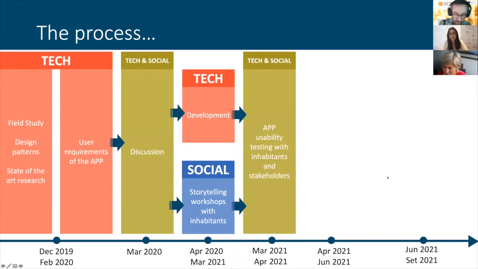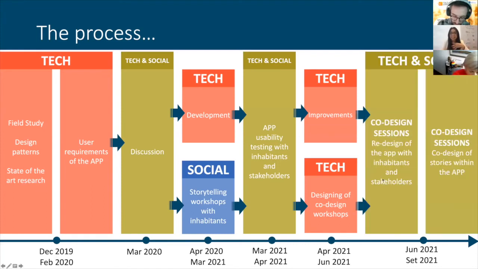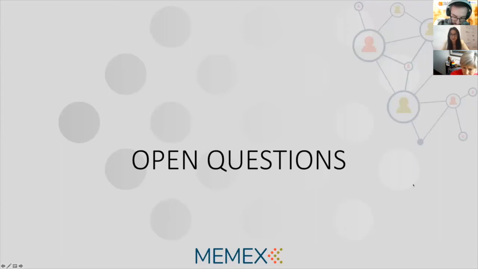When this is done, we are going to conduct app usability tests, not only with inhabitants, but also with stakeholders. And finally, there will be the stage for improvements and conducting co-design workshops with inhabitants and stakeholders to gather feedback as much as possible for consequent improvements.